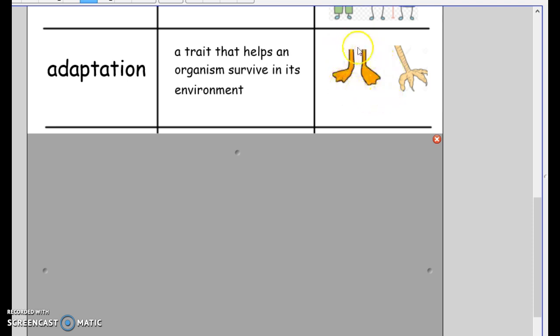bird that has feet like this, right? A duck, webbed feet, versus a bird that would have clawed feet, and what they would need these for, right? If a bird is going to live in water like a duck, it's going to need webbed feet to help it get around. So that's an adaptation that a duck has.